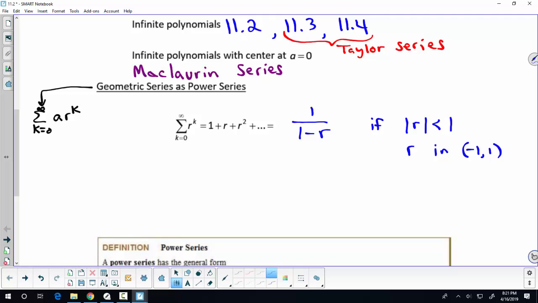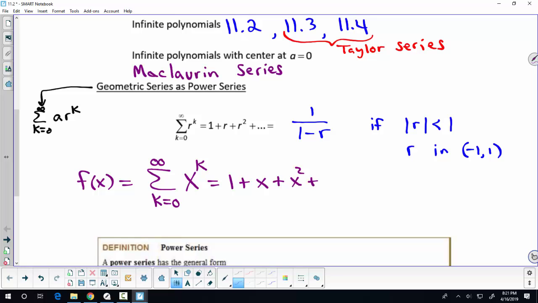So what if we did the same thing here, but we defined a function of x to be the sum from k equals 0 to infinity, not r to the k, but x to the k. So then what that looks like is 1 plus x plus x squared plus x cubed, etc. And we can say that's 1 over 1 minus x if the absolute value of x is less than 1.